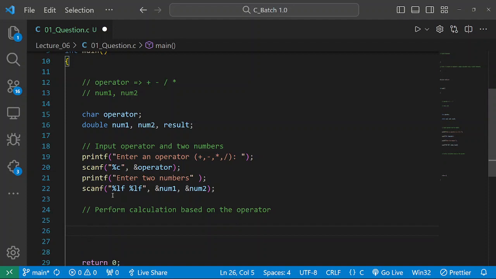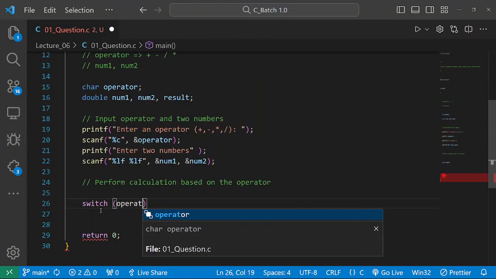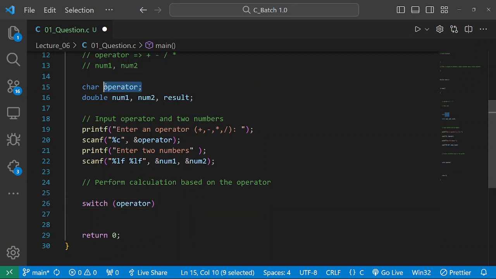So let's see here. I will follow the same thing as mentioned yesterday: follow the proper syntax. First I will write a switch. After writing switch, as mentioned, I need to pass an expression, so I will pass the operator. The reason is that I am taking the operator as input from the user, so the operator can be plus, minus, multiplication or division. This operator will work as a case.